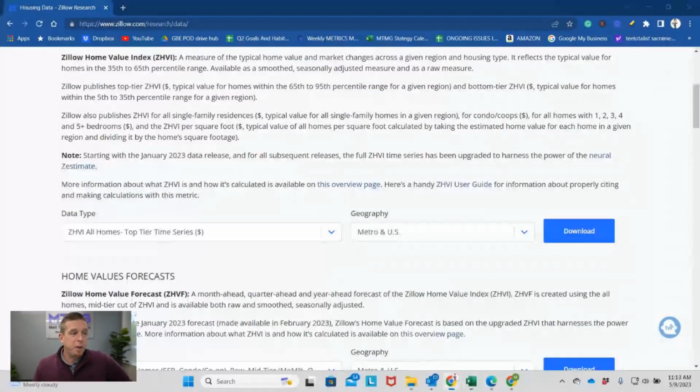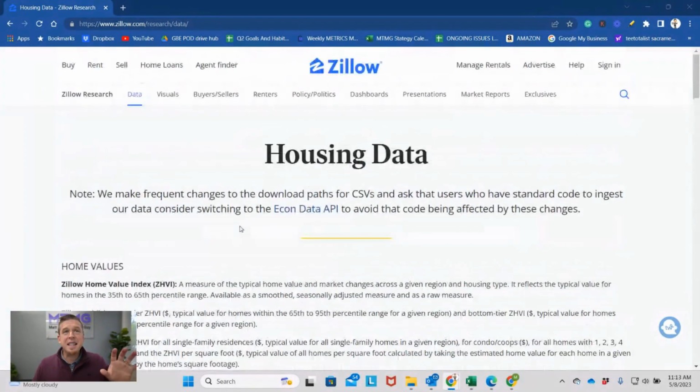So let me move. What do we got here? We got a bunch of different graphs. I'm going to move them. All right, let's take a look. First and foremost, this is Zillow.com/research/data. I'll put the link down in the description. You can go here. It's all public data. And if you know what you're doing, you can find all kinds of different stuff.